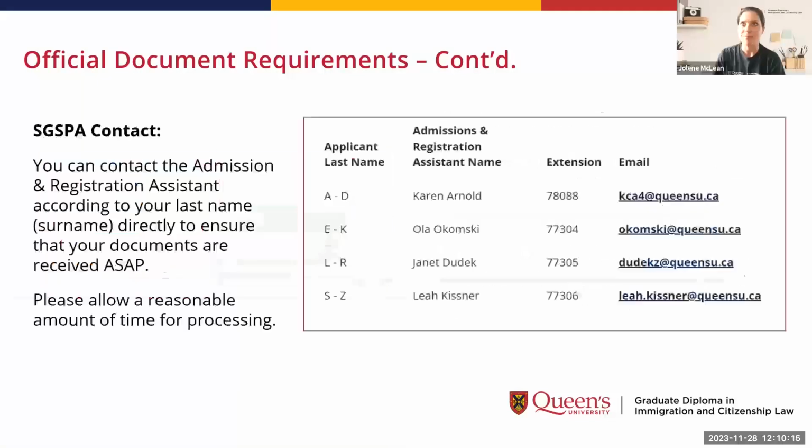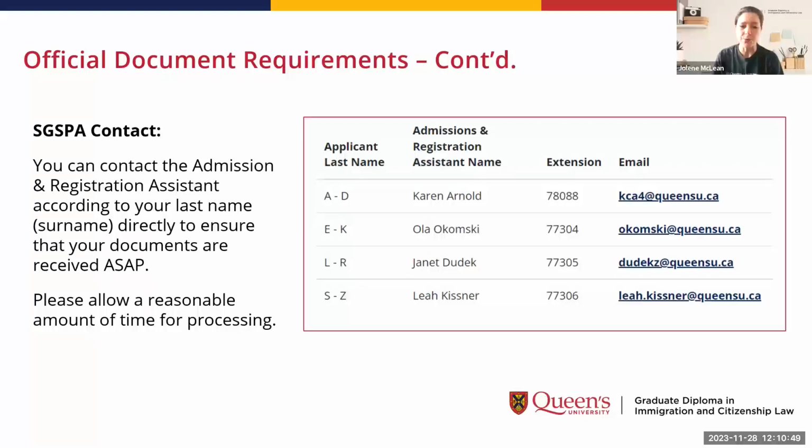Next slide, please. Alternatively, the SGSPA assistant assigned to your file can confirm what's needed before we can proceed with your registration. So based on your surname, if you refer to this chart, you will see which SGSPA assistant is assigned to you. Additionally, when we sent out the email about missing documents a week or so ago, we actually copied them on that email and included their contact information right in the body, so you have easy access to that content.